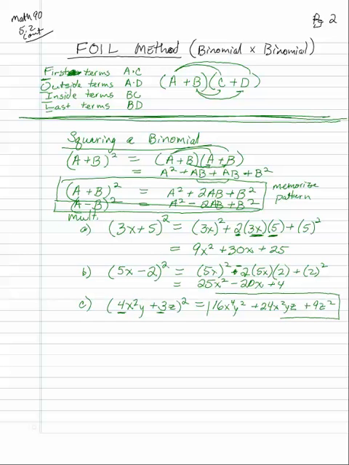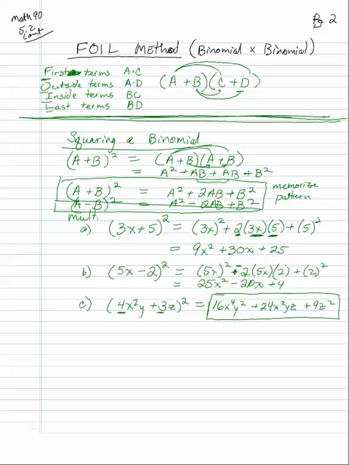So that's the advantage of learning that pattern, that shortcut, squaring a binomial. And just note here that the result, if you square a binomial, that resulting trinomial you get is called a perfect square trinomial.